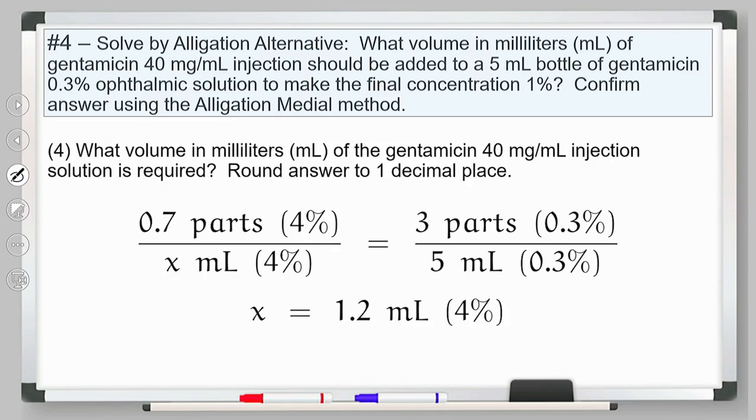That is the quantity, in the end, the volume of the injectable solution that when mixed with 5 milliliters of a 0.3% concentration, mix it all up, my final concentration would be 1%. My final volume would obviously be 6.2 milliliters.